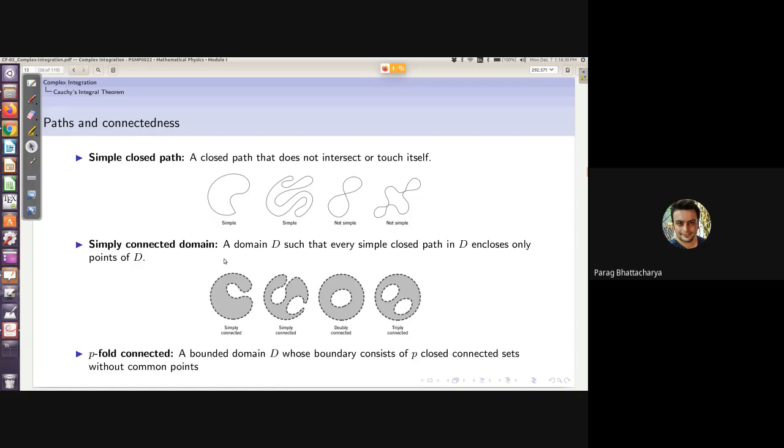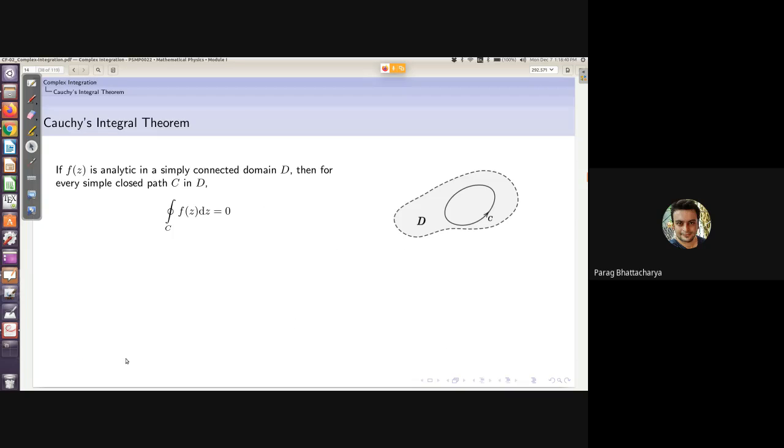So that's about paths and connectedness. Okay, right. This is the same thing. D has p minus 1 holes. If there are p connected closed sets, it has got p minus 1 holes. So that's a p-fold connected domain. Then this brings us to Cauchy's integral theorem, a very important theorem, which will further lead us to something known as the Cauchy integral formula.